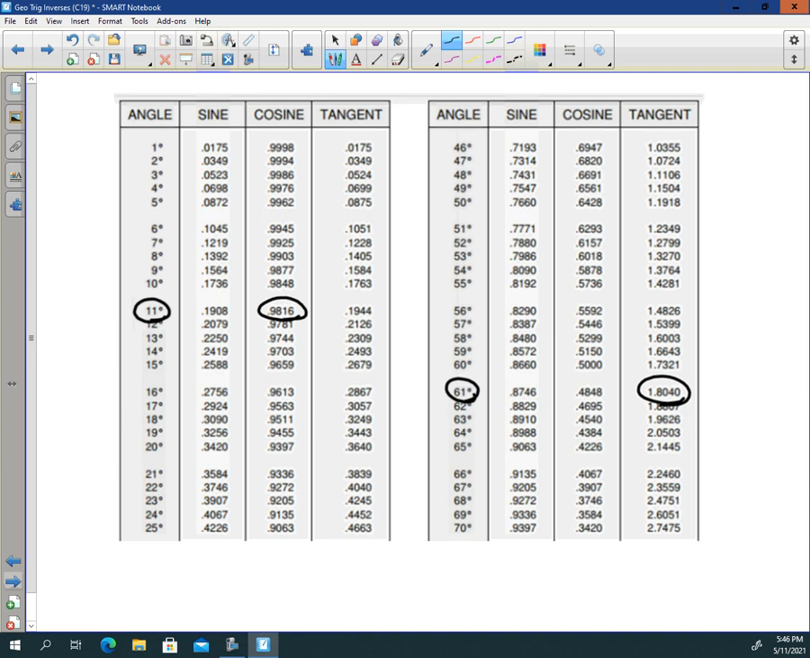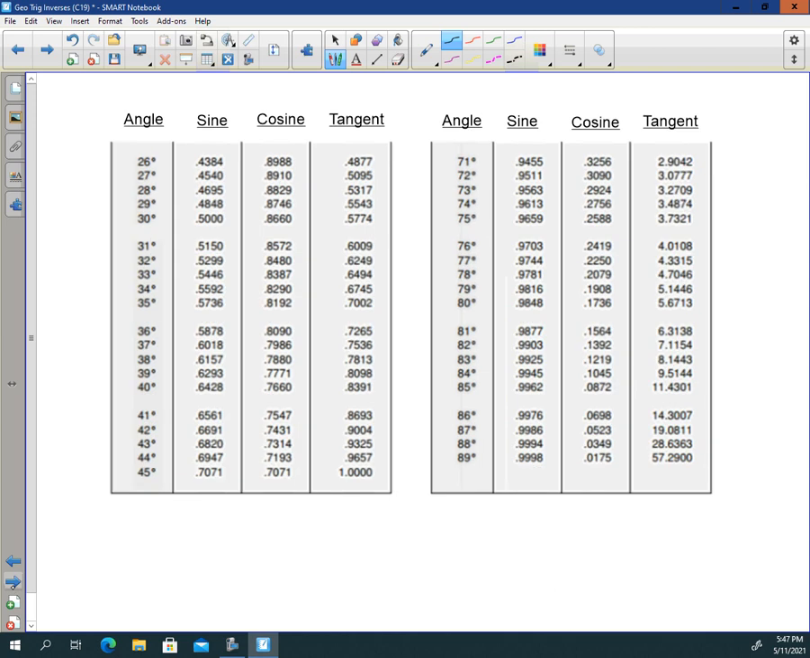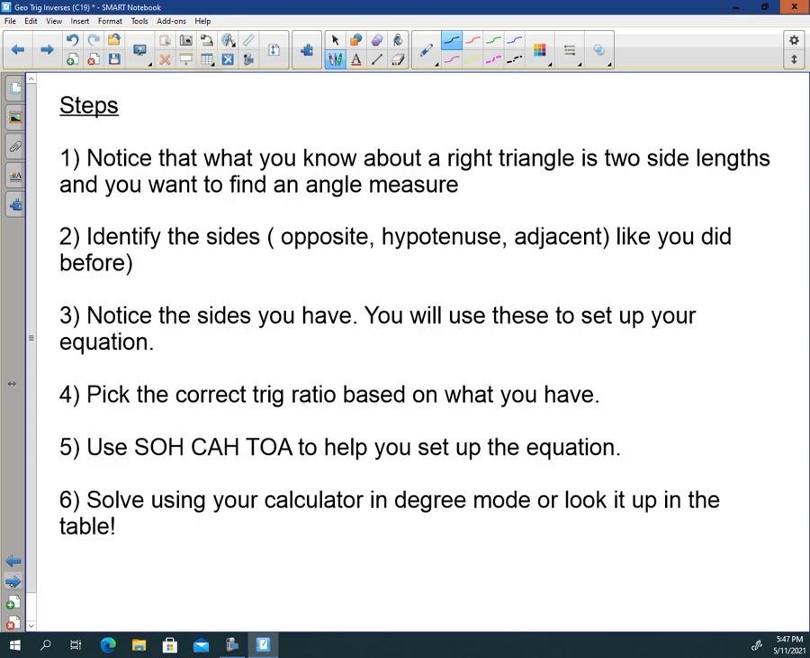You're going to end up with these numbers first, and then you'll be able to look up the angle second. That's going to be the same. This is the same table, and we will come back to these, and I'll show you what I mean as we do an example. So the steps for this is going to be very familiar.